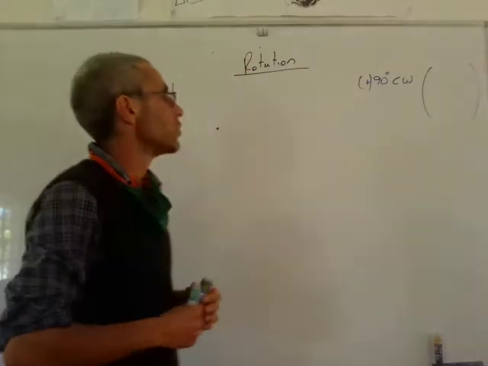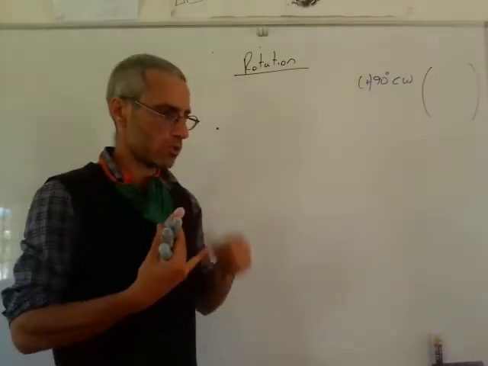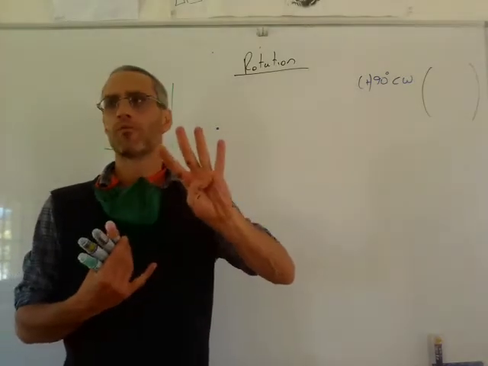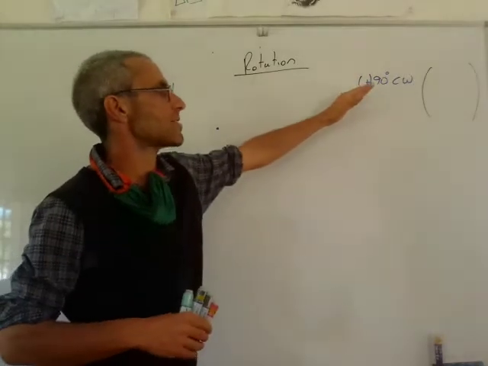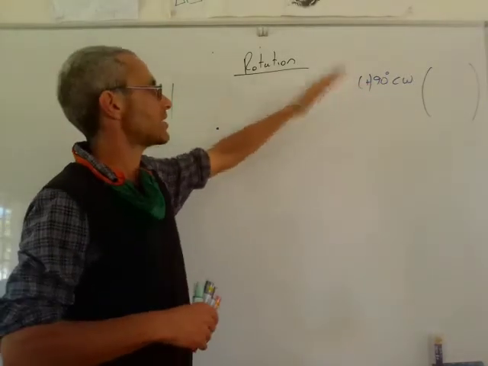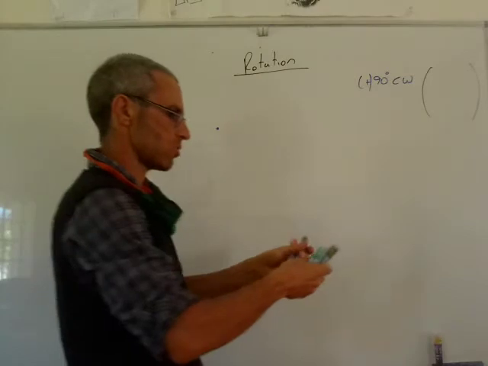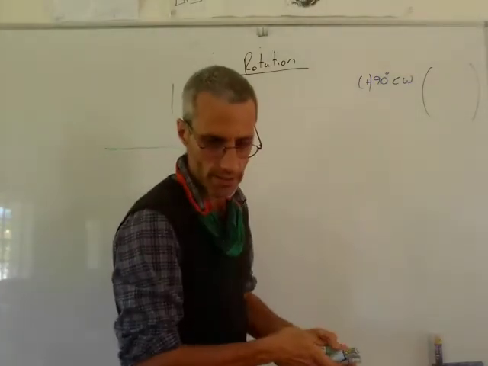Rotation. So we're going to look at four types of rotation, four different angles. The first one, we're going to rotate 90 degrees. It should be anti-clockwise, not clockwise, anti-clockwise. Is it anti-clockwise?